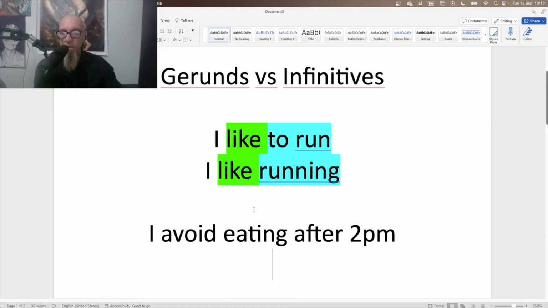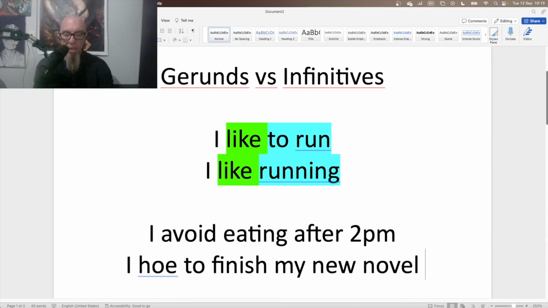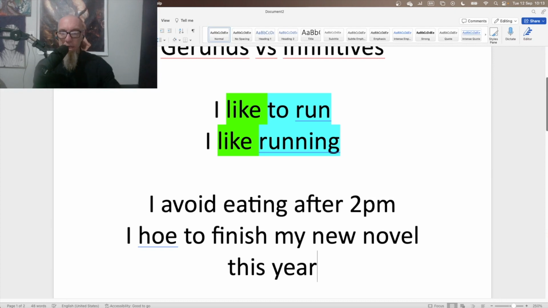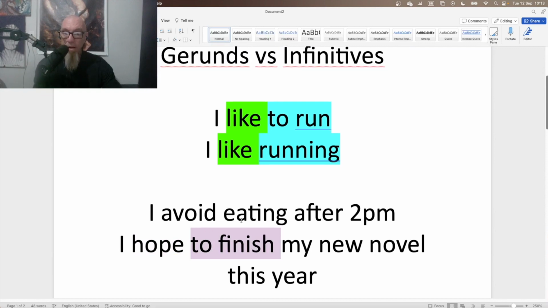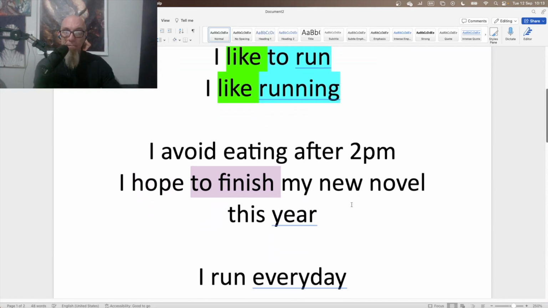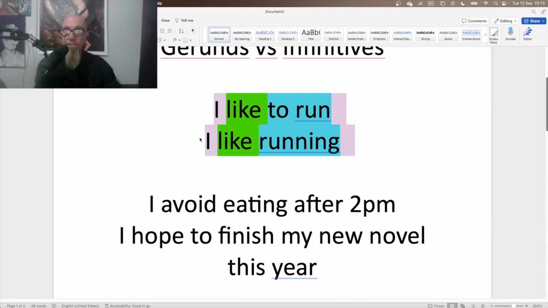Some verbs, like avoid, take only a gerund. And some verbs, like I hope to finish my new novel this year, hope. So some verbs are dependent on an infinitive, right? And some verbs, like love and hate, take both infinitive and gerund. It comes down to personal taste. For me, I always use gerunds when I'm talking about things that I like doing, always.